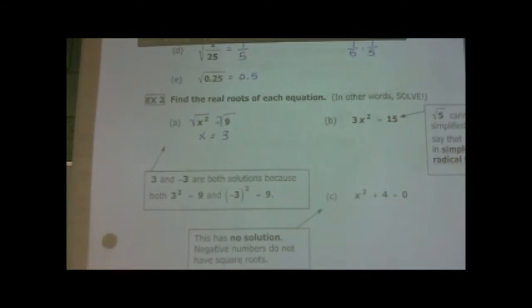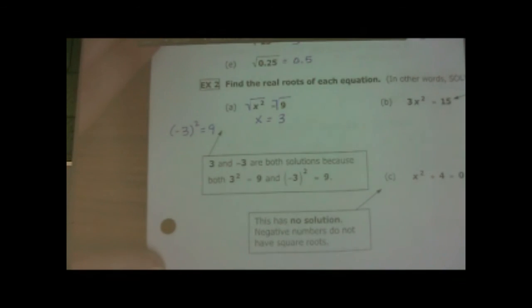But we've got to wait just a minute here, because there is another answer. When we're solving equations, we've got to consider that the answer could also be -3, because let's plug that into the equation. If x is -3, will it work? So put -3 in parentheses and square that. And yes, I do get +9. So -3 is also going to work.